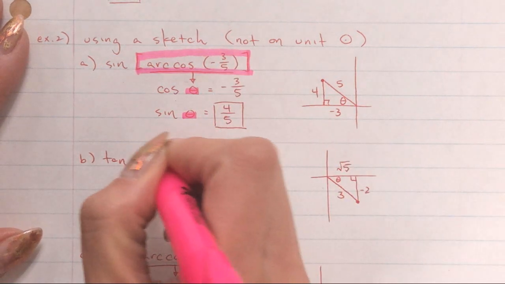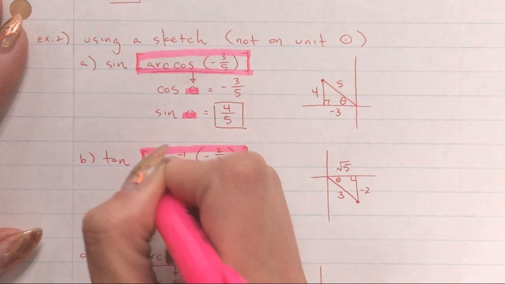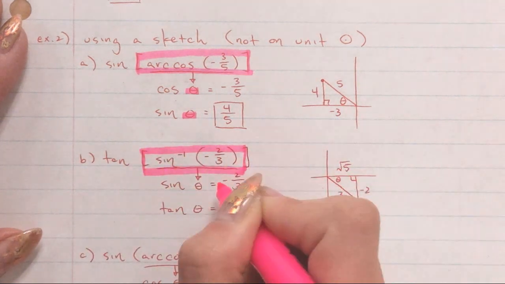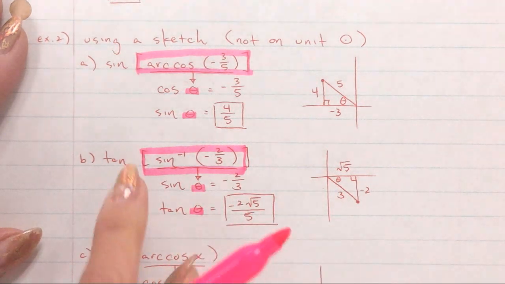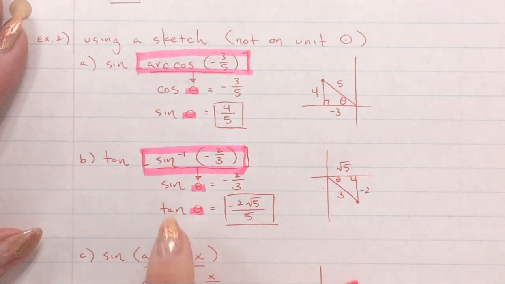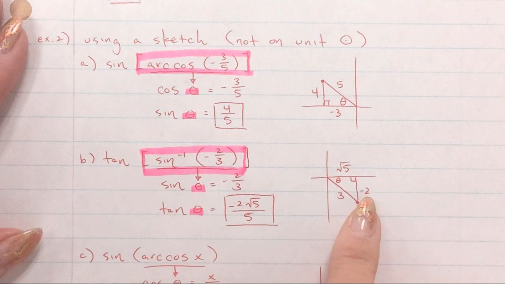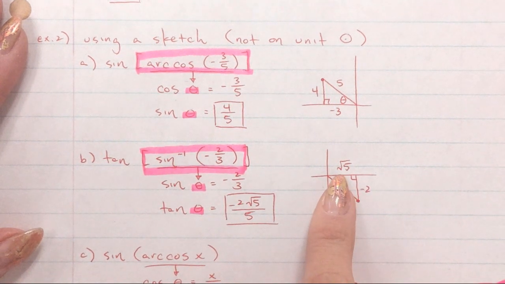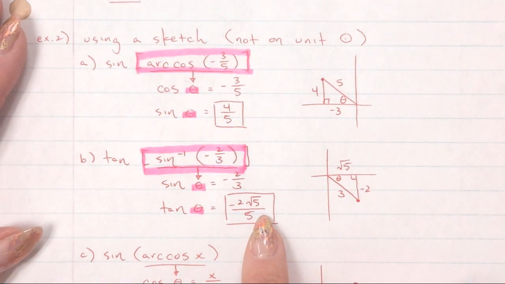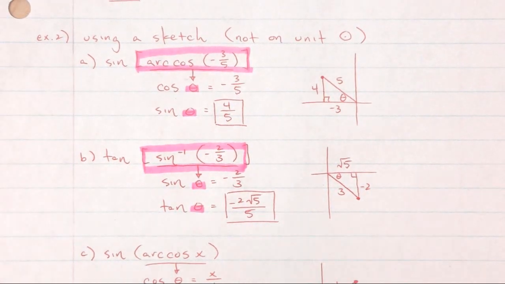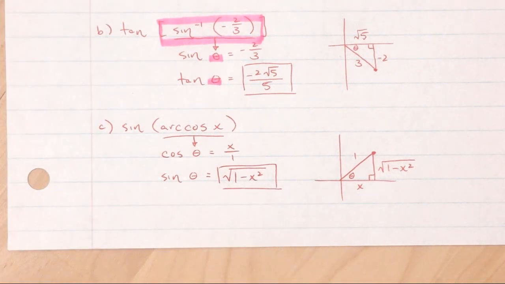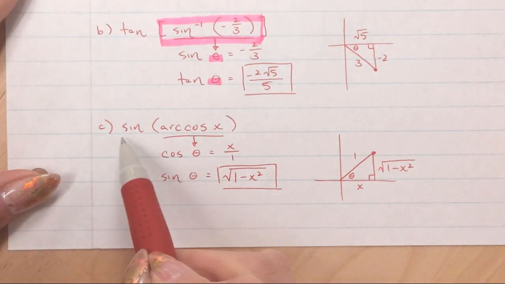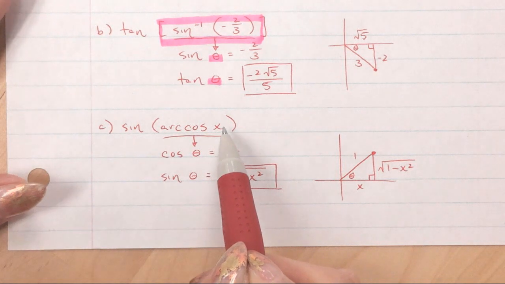So my theta is represented by this picture, and once I have the picture, I can get the tangent of theta, and the tangent of theta is opposite over adjacent, so negative 2 over root 5, which is the same as negative 2 root 5 over 5. Okay, so one more, but a little bit trickier. I'm not going to highlight this time. So the sine of arc cosine of x.